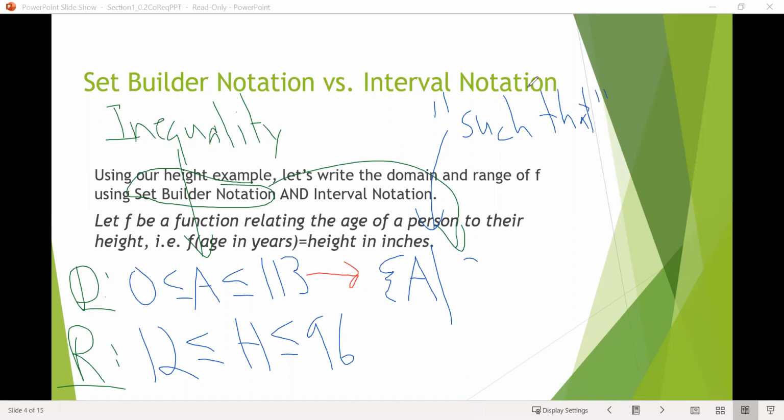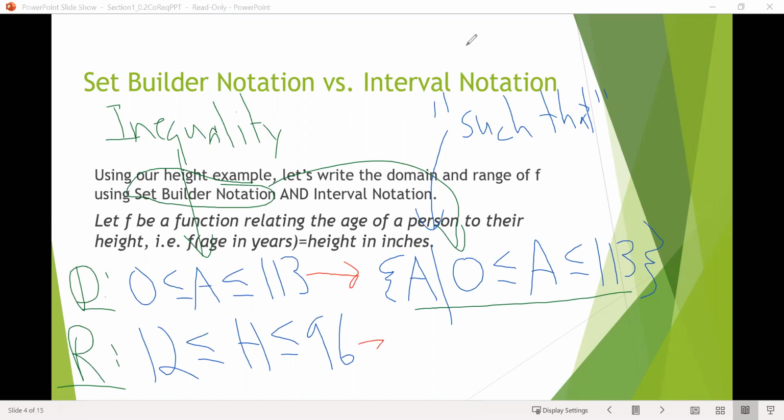And then we just input that inequality: 0 less than or equal to A, which is less than or equal to 113. The way this is read is: A, ages, such that 0 is less than or equal to the ages, which is less than or equal to 113. So it's kind of like a longer way of writing out the inequality with a few more details.